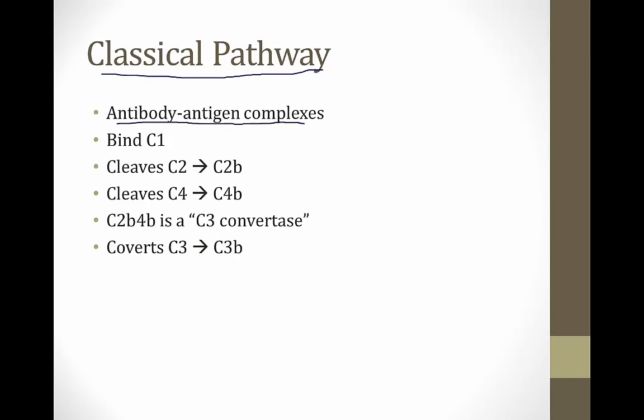Some antigen-antibody complexes can bind a complement protein called C1. We'll talk more about C1 in a minute. But C1 can cleave C2 into C2b, and it can cleave C4 into C4b. And then once again, just like in the lectin pathway, C2b, C4b can become a C3 convertase, and in this way it can convert C3 into C3b, and from there you can go on to kill bacteria.